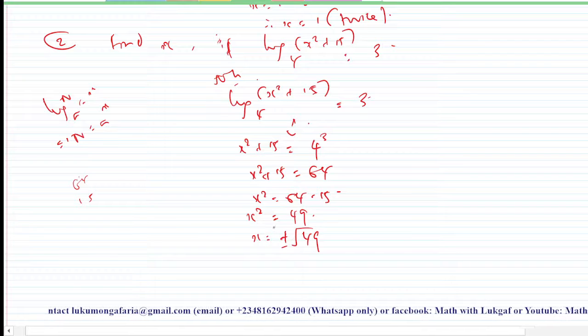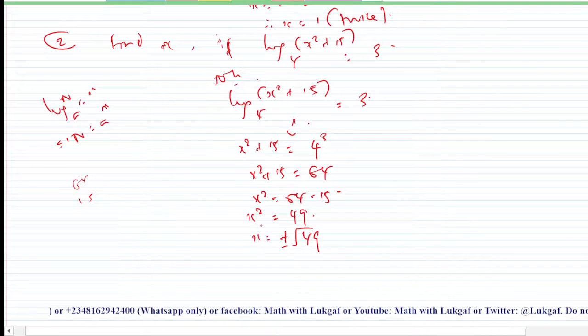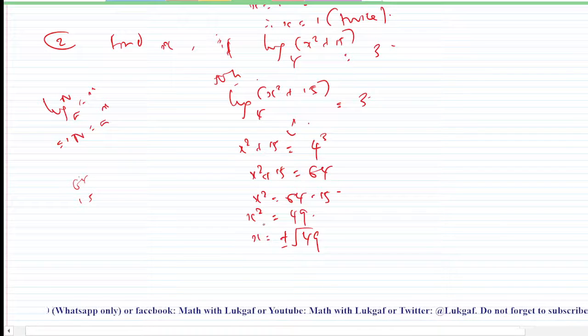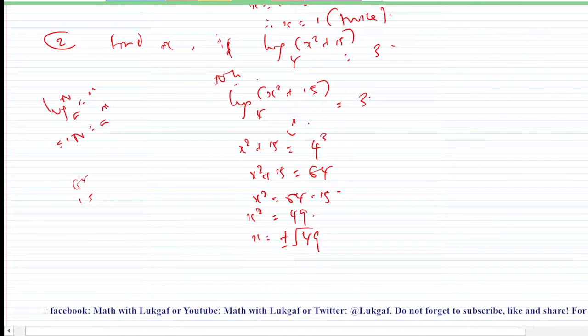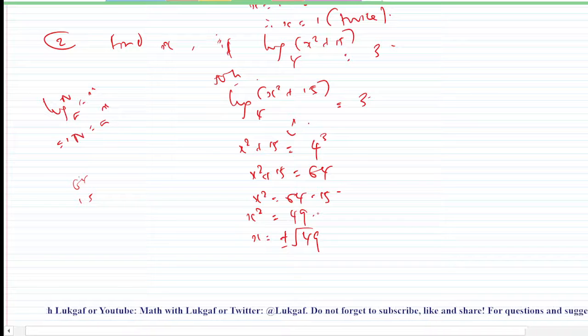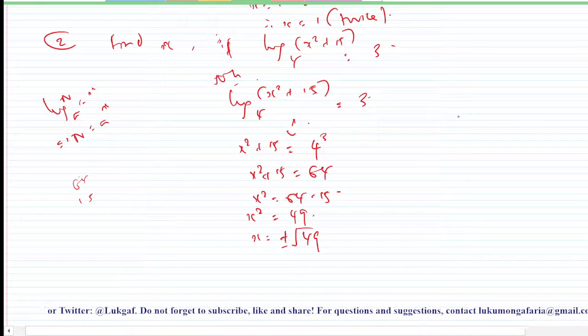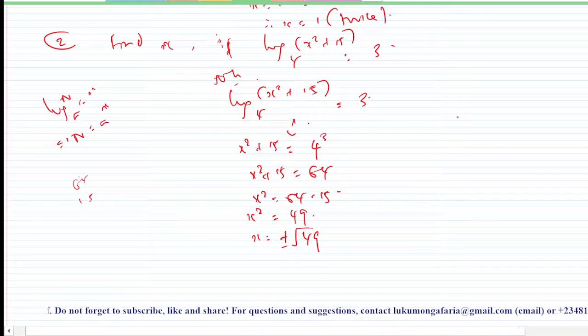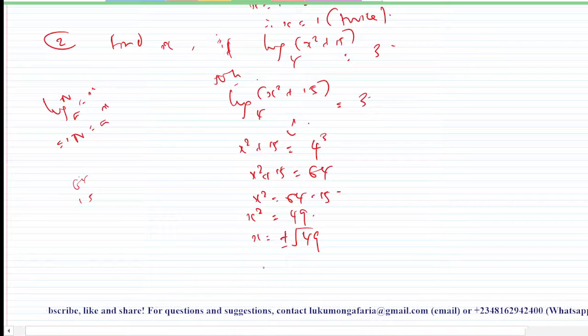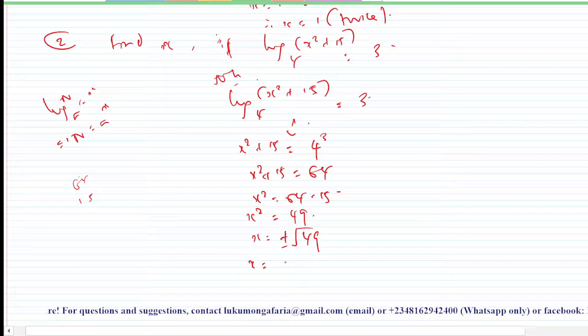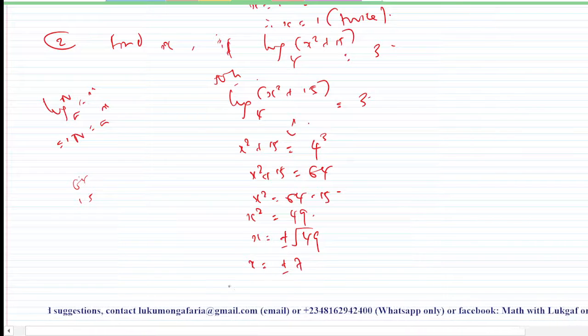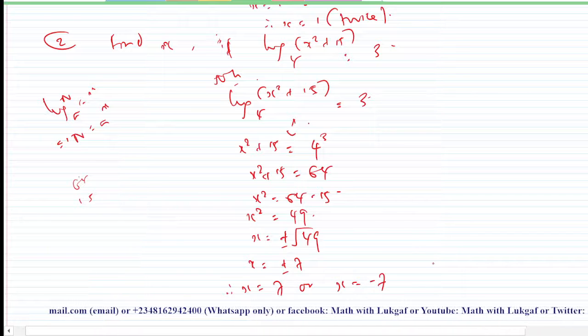You understand now? And another reason is that when you have an equation of degree 2, then you are going to have two roots. That's one of the principles of polynomials: when you have an equation of degree n, then you are going to have n roots. This is going to give me plus or minus 7. Therefore, x is equal to 7 or x is equal to minus 7.